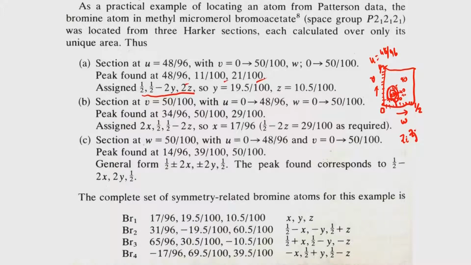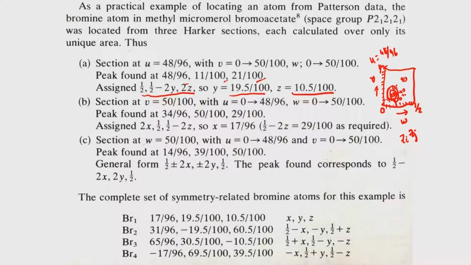So, v is what? V is 2y and w is 2z. So, you get the value of y as 19.5 by 100 and z as 10.5 by 100. So, you get the value corresponding to y as well as z. Then you go to the section v.